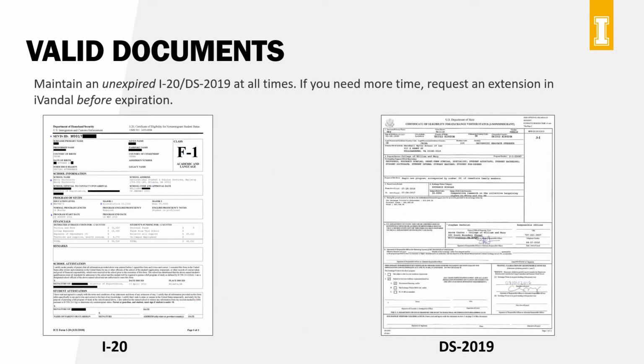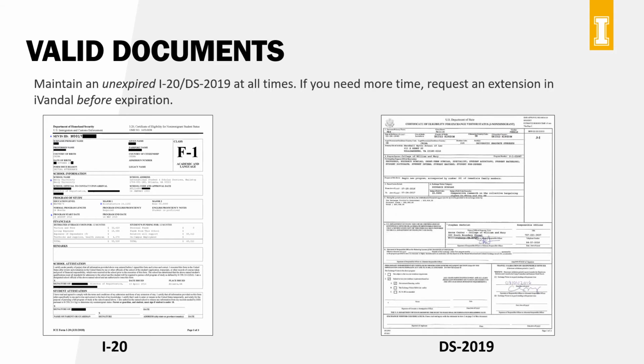F1 students must maintain an unexpired I-20 at all times. J-1 students must maintain their DS 2019. These 2 documents expire. Please note the program end date listed on your I-20 or DS 2019. If you need more time to study, you will need to request an extension in iVandel before the expiration.